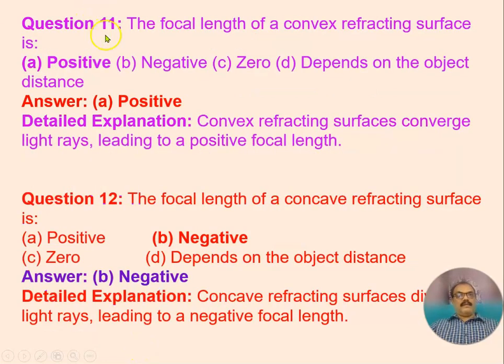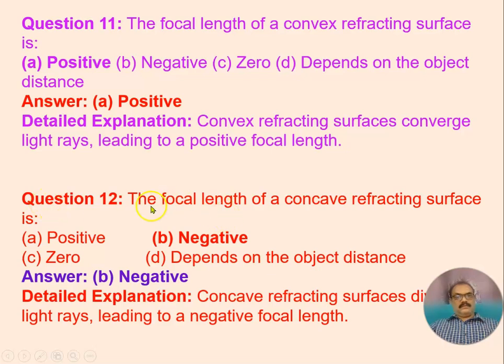Question 11. The focal length of a convex refracting surface is A. Positive. B. Negative. C. 0. D. Depends on the object distance. Answer A. Positive. Detailed explanation. Convex refracting surfaces converge light rays, leading to a positive focal length.